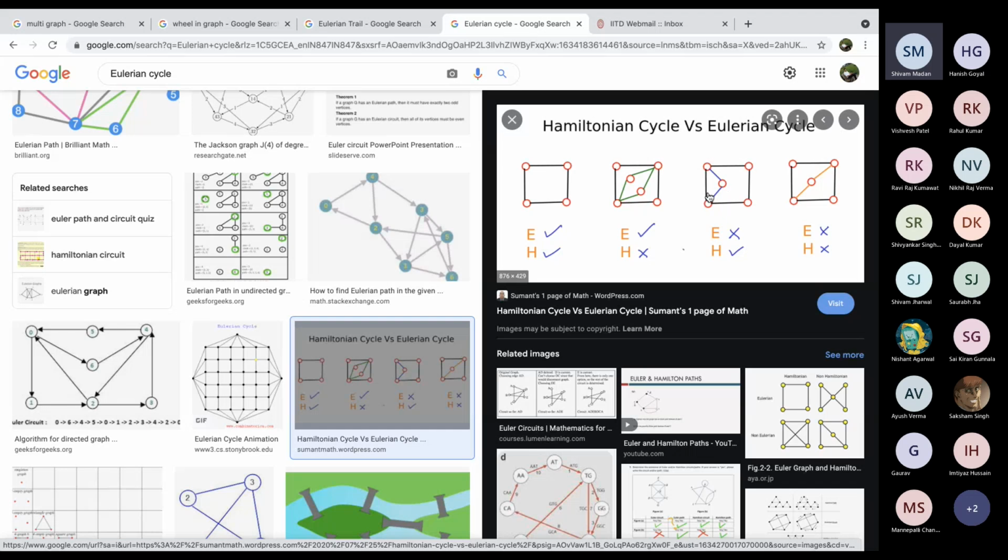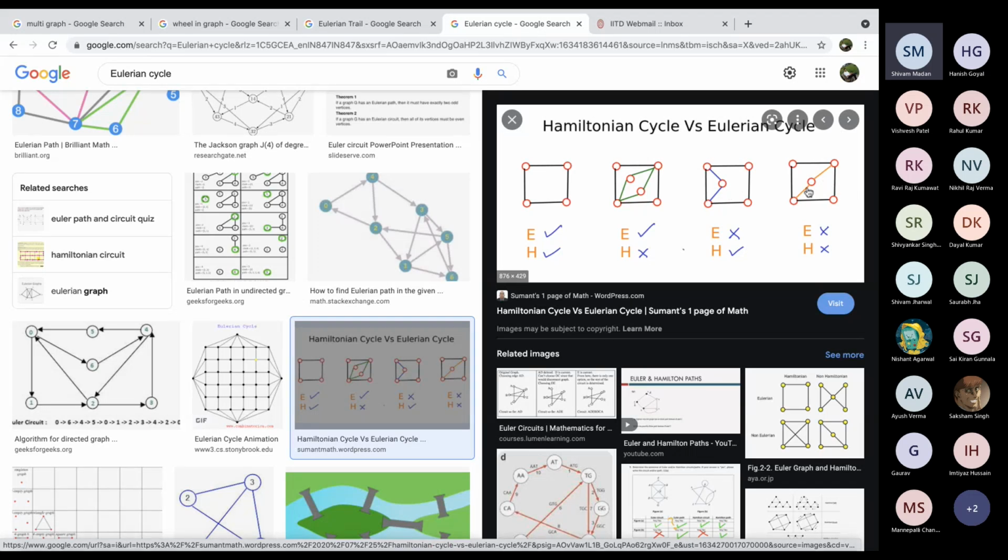But this is not Eulerian because you cannot have any walk which contains every edge once. Okay. For an example, you can go with this, or you can say this. Then this is missed, right? But we will have a theorem. So why is this not Eulerian? We will have a theorem. We will see that. Similarly, this is not Eulerian. We will see a theorem.